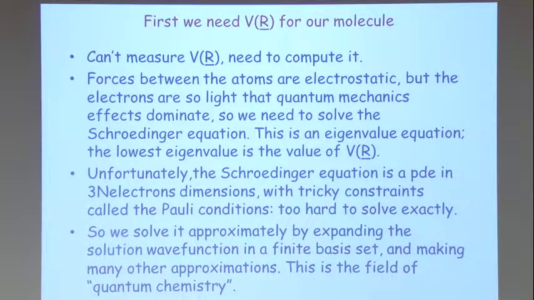However, the complexity here is the fact that the electrons are so light that they are quantum mechanical. And the quantum mechanical effect is huge. And you can't try to compute the electron motion classically. It doesn't match at all to experiments. You have to do it quantum mechanically.